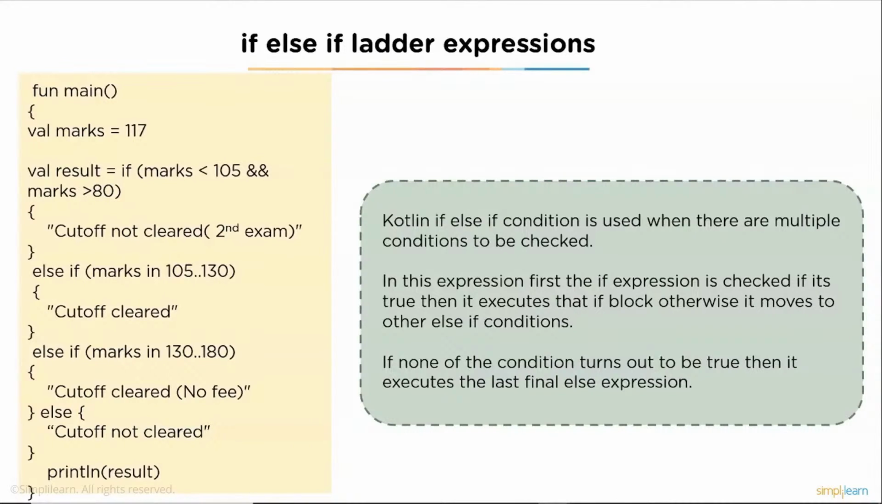To understand it, let's have a look at this example. According to this example, if a student scores marks between 80 and 105, then the cutoff is not cleared, but he or she can sit for the second examination. If the mark scored is between 105 and 130, then the cutoff is cleared. If the marks scored between 130 and 180, then the cutoff is cleared and also there will be no fee, and else cutoff not cleared.